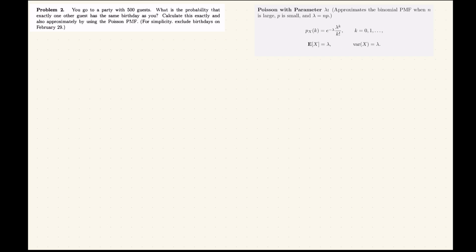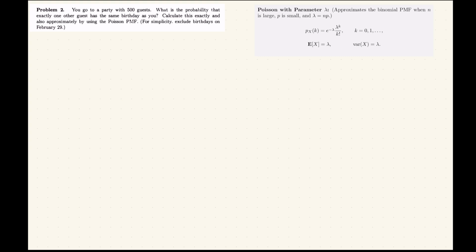Problem 2. You go to a party with 500 guests. What is the probability that exactly one other guest has the same birthday as you? Calculate this exactly and also approximately by using the Poisson PMF. For simplicity, we exclude the birthdays on February 29.